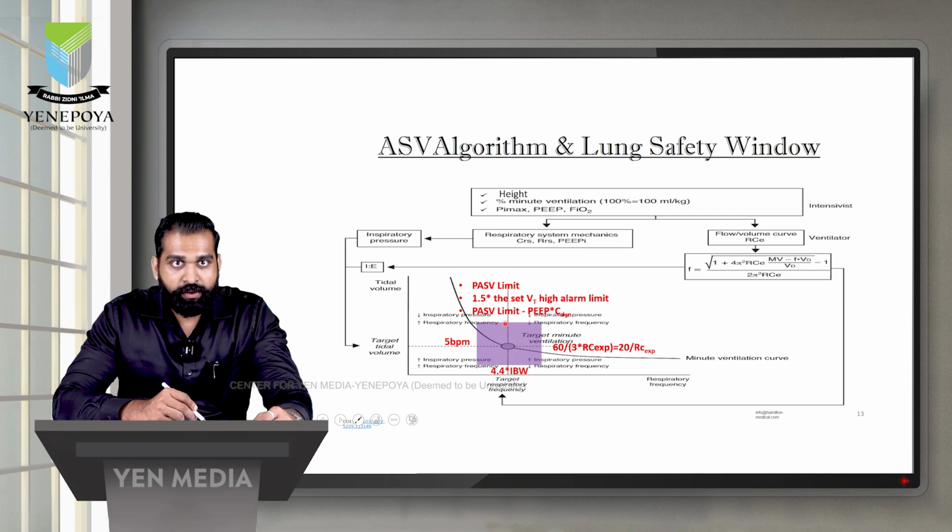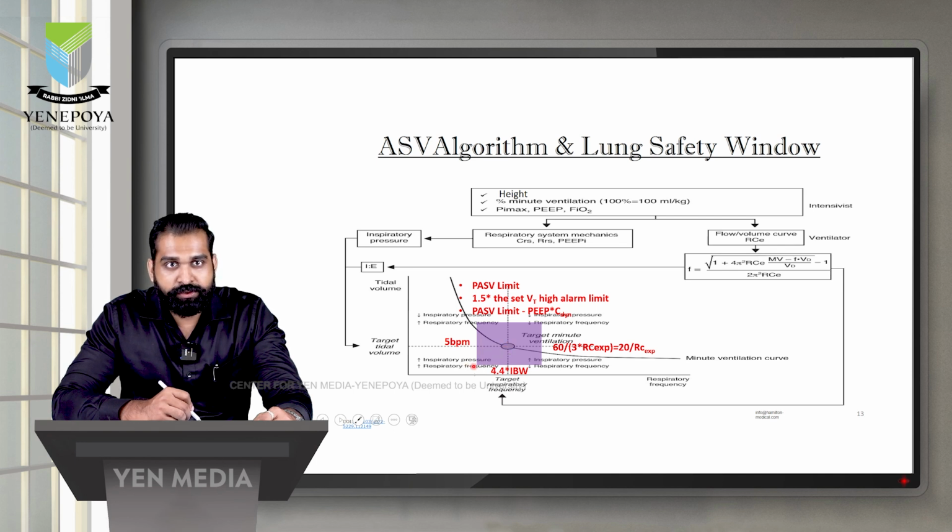Now, conversely, all these quadrants are addressed by the ventilator as well. Patient breathing in this quadrant, where the tidal volume is high and the respiratory frequency is low, the ventilator drops the inspiratory pressure, brings the tidal volume of the patient closer to the targeted tidal volume, increases the respiratory frequency, and brings the patient's respiratory frequency closer to the optimal respiratory frequency.